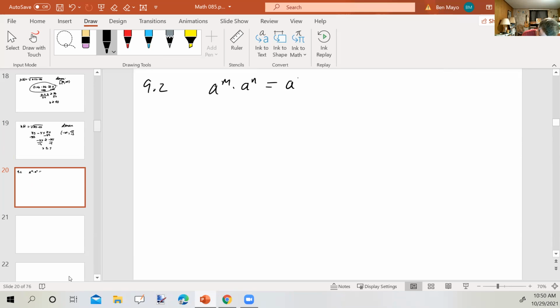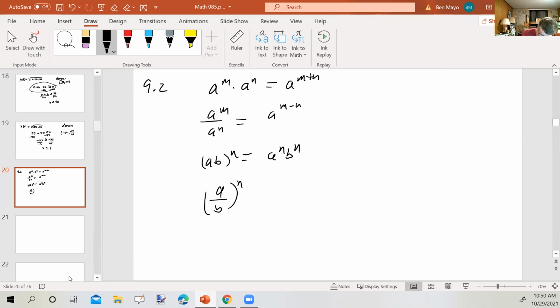Multiplying two powers with the same base, you add the exponents. Dividing two powers with the same base, you subtract the bottom exponent from the top exponent. Product raised to a power, you attach the power to each factor of the product. A quotient raised to a power, you attach the outside exponent to both the numerator and denominator of the fraction. Something raised to the 1 power is just like not writing the exponent, there's an implied 1 there.